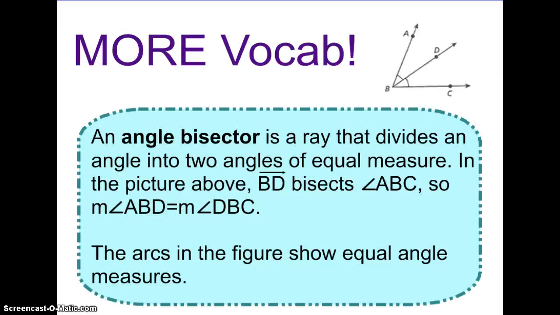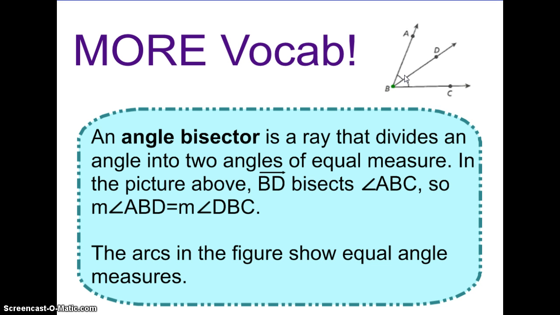Alright, so now we have some more vocabulary. We've learned how to copy an angle, now we must learn how to bisect an angle, okay? An angle bisector is a ray. Remember, a ray is a line that stops at one side and continues on forever. So looking at this picture, the ray that is bisecting angle B is BD, ray BD, okay?